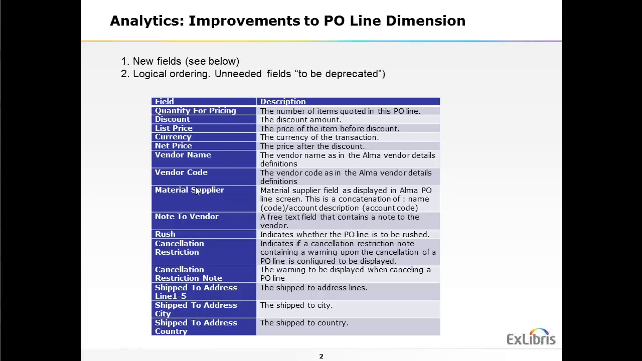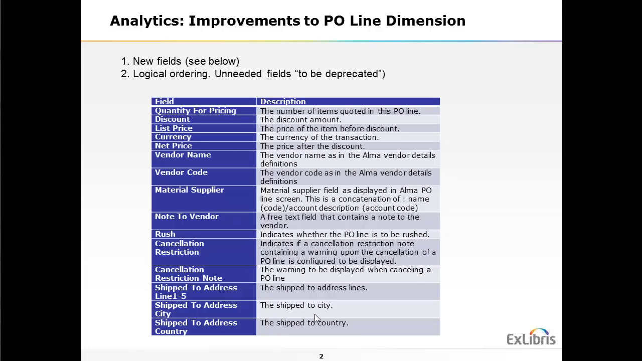And here's a list of all of the new fields. We can go over some of these: quantity for pricing, discount, list price, currency, vendor name, all the vendor information. These are all new fields that can now be selected. And there's also been some cleaning up, some rearrangement and improvements. These are now listed in logical order for ease of use.